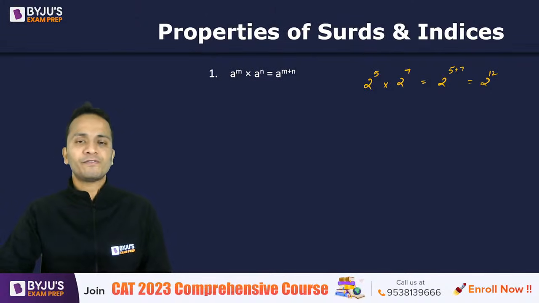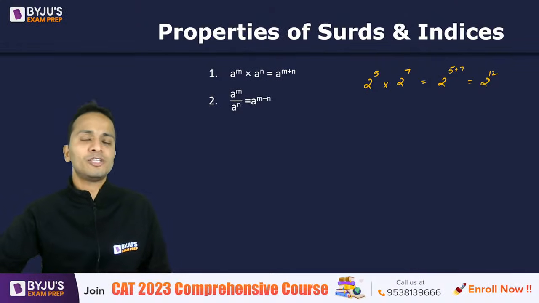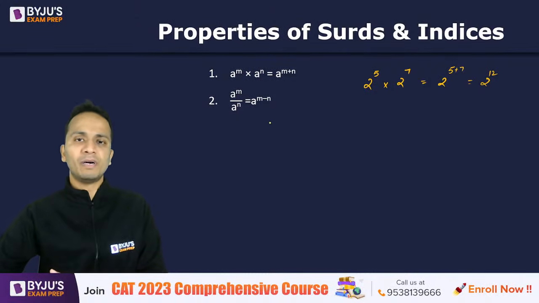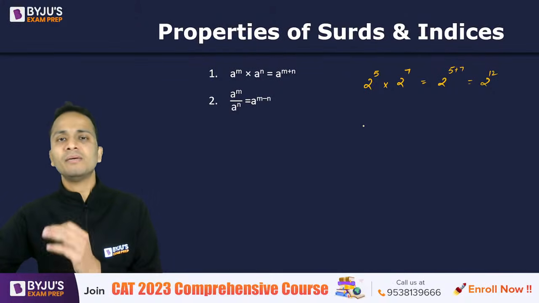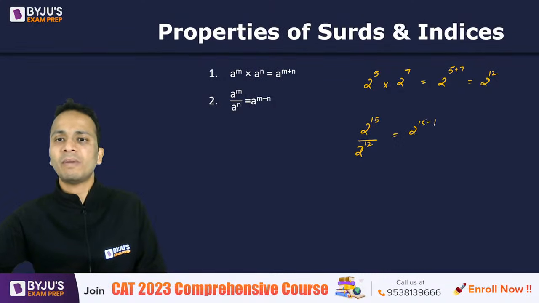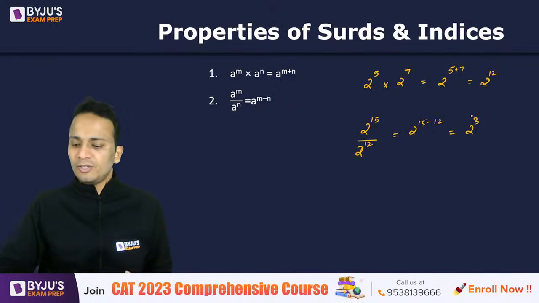Now, similarly, if there is a division sign — in the first property, you saw that there was a multiplication sign on the left hand side. Instead, if a raised to the power m is divided by a raised to the power n, then the result will have the difference between the powers. So the power in the numerator minus the power in the denominator. Similarly, if I have 2 raised to the power 15 divided by 2 raised to the power 12, I can write it as 2 raised to the power 15 minus 12, and the final result will be 2 raised to the power 3. Okay, right? So these are some of the basic properties.